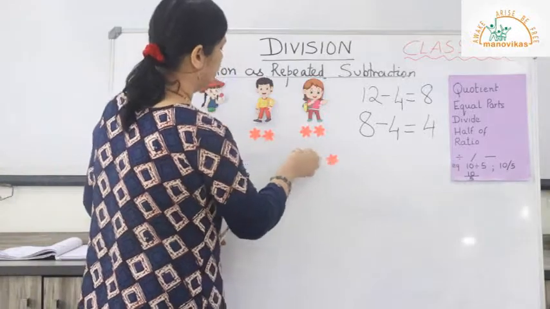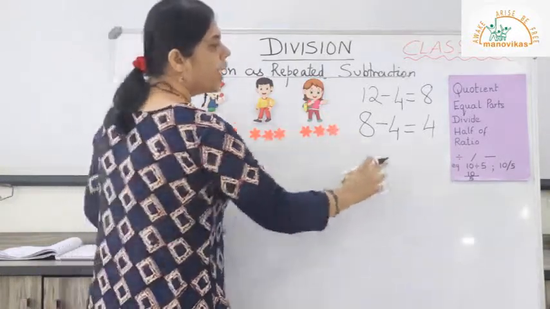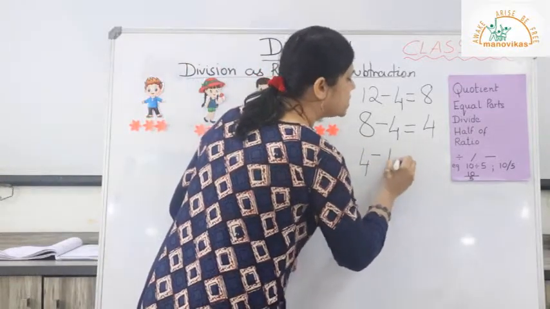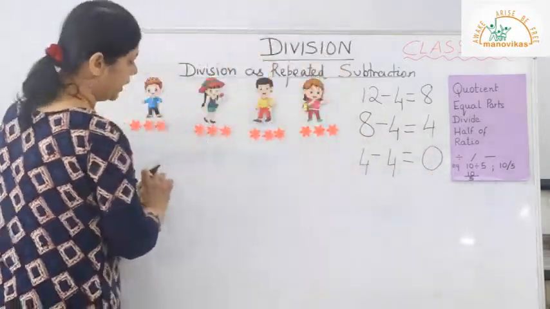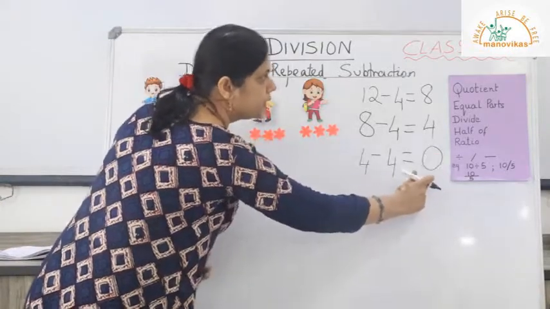2, 3, and 4. Now, I have 4 flowers left with me. I have given away or distributed all 4 amongst them. And how many are left now? Can you see any flowers left? No, there are 0 flowers.